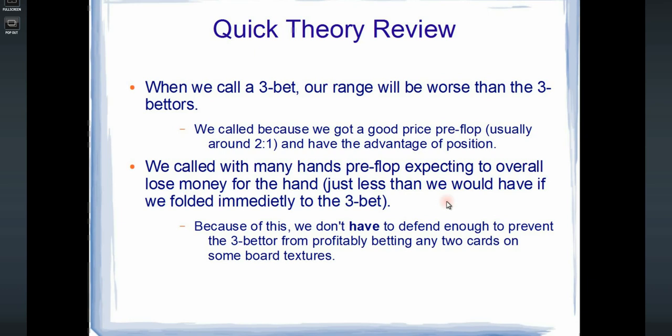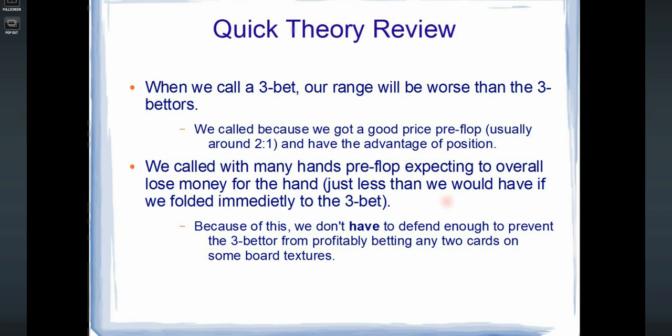Because of this, we don't have to defend enough to prevent the 3-better from profitably betting any two cards on some board textures. So this is very similar to a spot where the button opens and the big blind calls. And in that spot, which happens all the time, you're probably very used to the big blind almost always checking, if not literally always checking, then the button betting at a pretty high frequency and the big blind folding often enough that the button can profitably bet any two cards. That makes sense there because the button opens, gives the big blind a really, really cheap price. So the big blind calls with a weak range, which results in him check folding a lot.